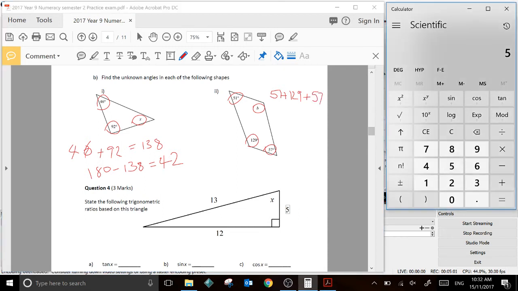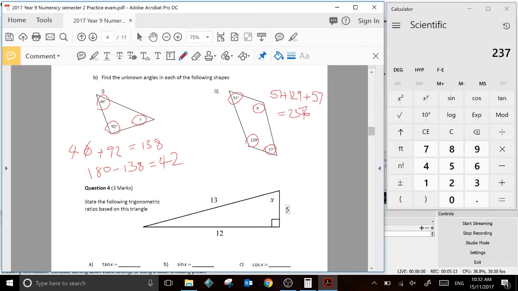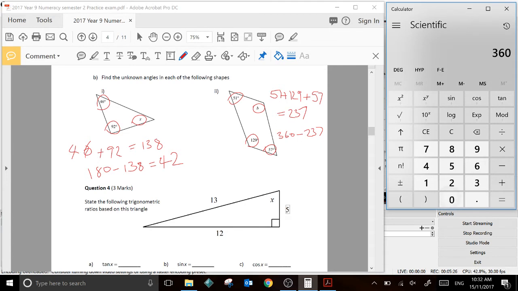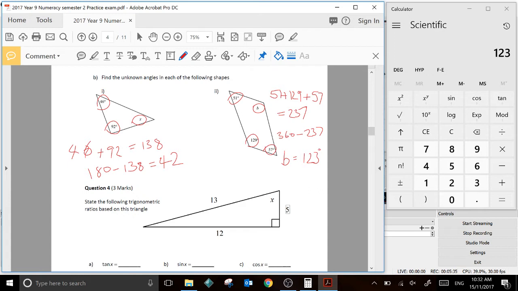When we do that, we're going to get 51 plus 129 plus 57 is 237. Now they all have to add up to 360. So when I put my 7 in there, I just do 360 minus 237. Do that on the calculator too. 360 minus 237 gives me 123. So the angle B is 123 degrees.